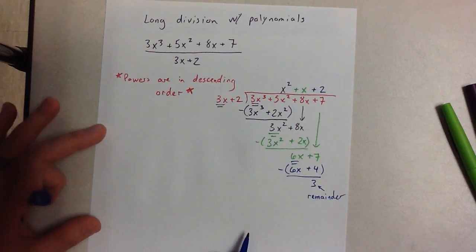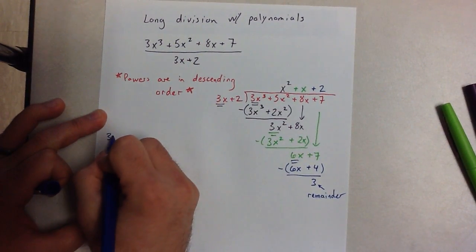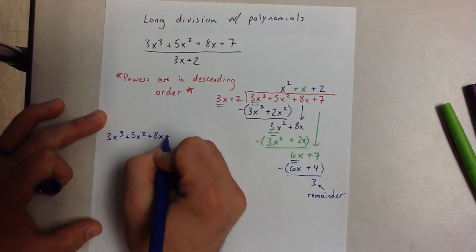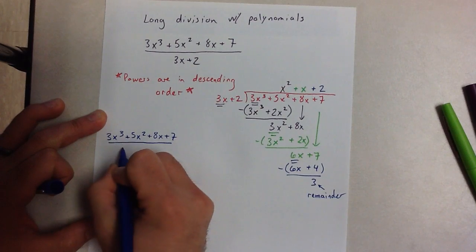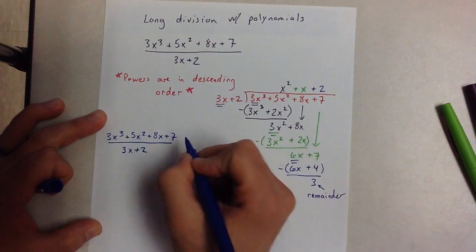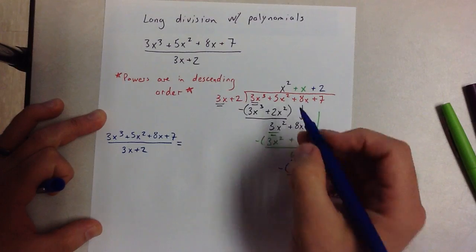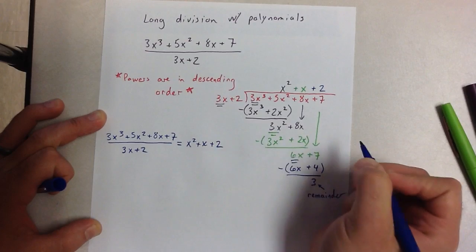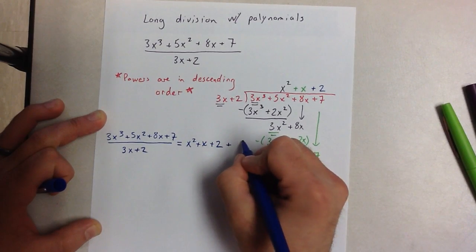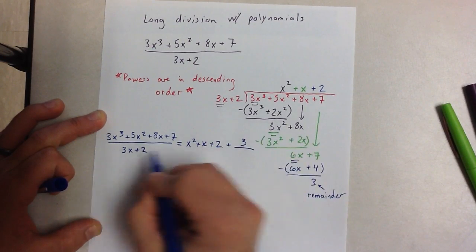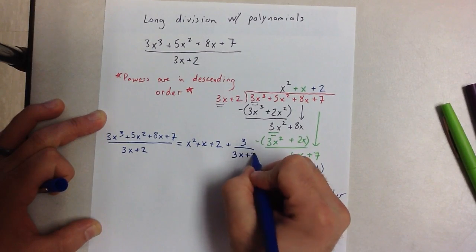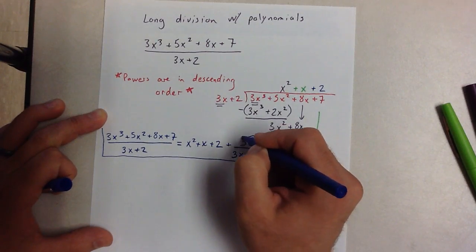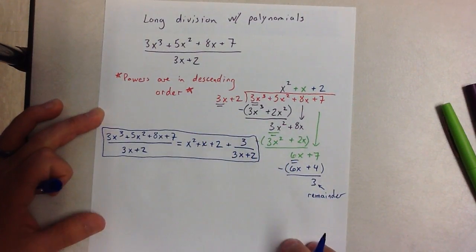So as a result, we can write 3x cubed plus 5x squared plus 8x plus 7. When we divide it by 3x plus 2, we can say that it equals x squared plus x plus 2 plus a remainder of 3 out of our divisor. So this would be what we consider to be a result. Okay?